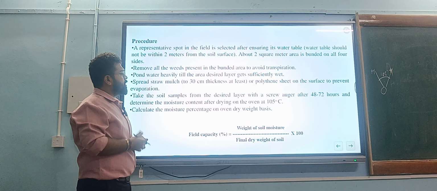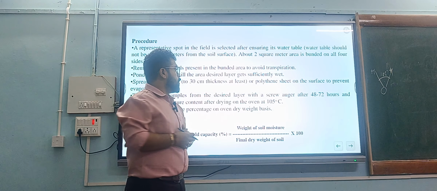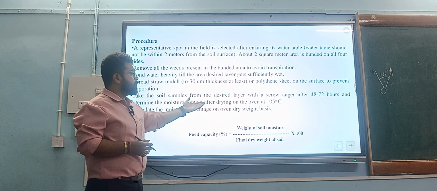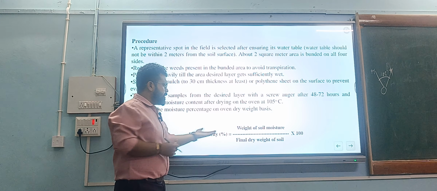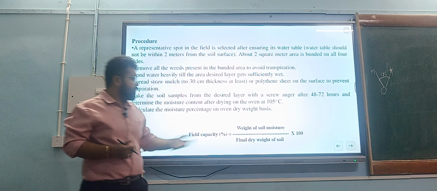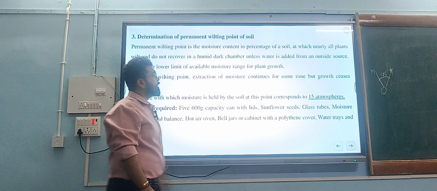Then take the soil sample after 48 to 72 hours, through a screw auger, and place it in a hot air oven at 105 degrees centigrade, where the field capacity can be calculated by weight of soil moisture divided by final dry weight of the soil multiplied by 100.